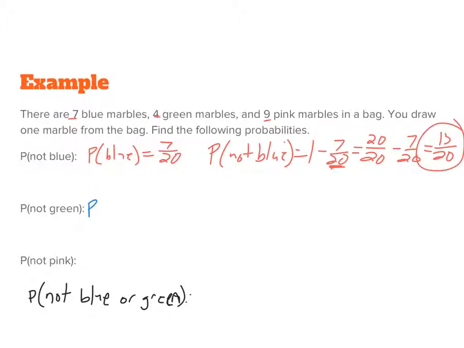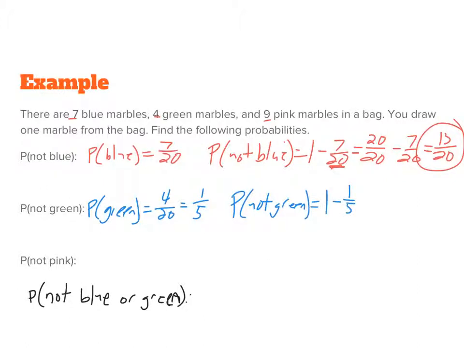Probability of not green. Again, I start with probability of green, which in this case is 4 over 20. And I can simplify that down to 1 over 5. So then to find the probability of not green, I'm going to take 1 minus that 1/5. Again, I want to rewrite the 1 with the same denominator as the other fraction, so I'm going to rewrite it as 5/5. So I'm going to take 5/5 minus 1/5, and I get 4/5 as my final answer.